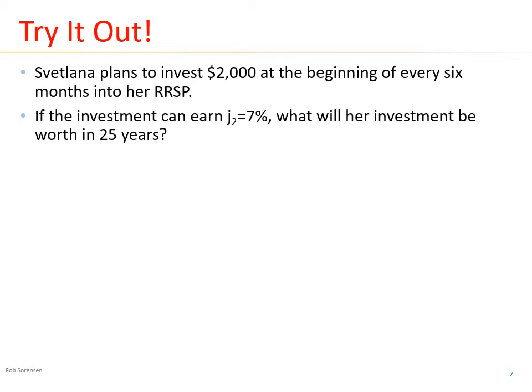All right, let's have a look. For this one, we have a payment going in of $2,000. The interest rate per period is 0.035. We're going for 25 years and paying into it twice per year, so N will be 50. And we want to work out the future value due.